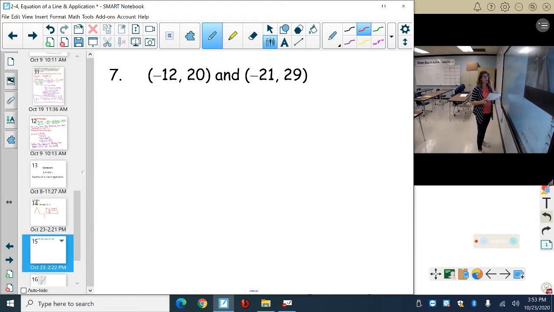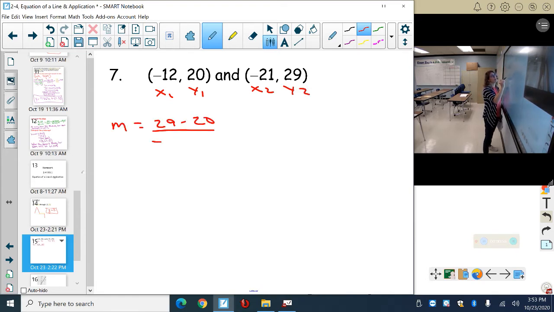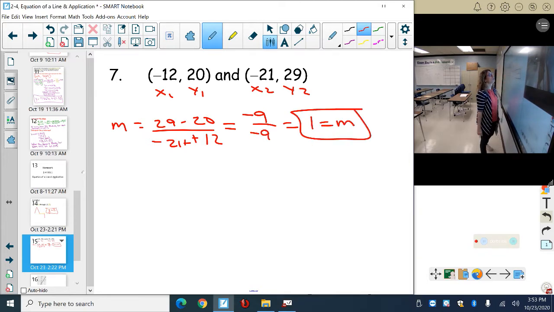Next, number 7. I give you (-12, 20) and (-21, 29). So let's go ahead and do that problem. Very first thing I'm going to do is label x1, y1, x2, y2. I'm going to find that slope. So that's 29 minus 20 over -21 minus -12. That's 9, double negative is positive. That's going to give me 9 over -9, which gives me a -1 as my slope.